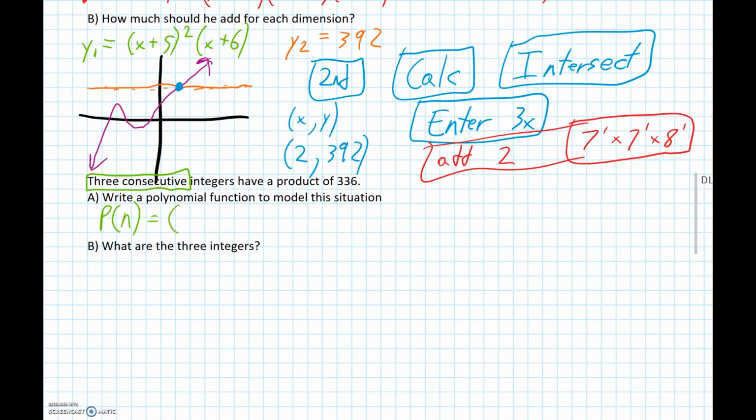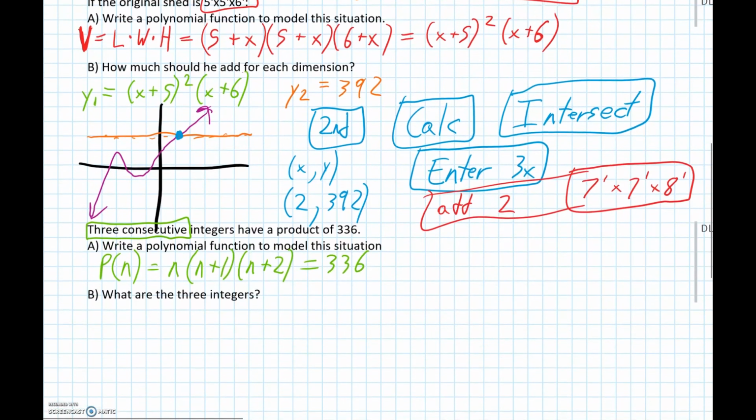Well, hopefully you can notice that they are all just the original value, right? 1, and then 1 plus 1 is 2, and then 1 plus 2 is 3. So if we write this in this form here, n, n plus 1, n plus 2, those are 3 consecutive integers. N is the first integer, n plus 1 is the second integer, n plus 2 is the third integer. So 3 consecutive integers have a product of 336. So what it's saying is this has to equal 336.